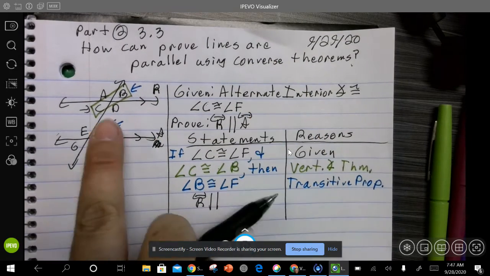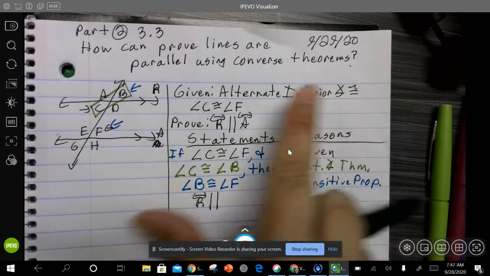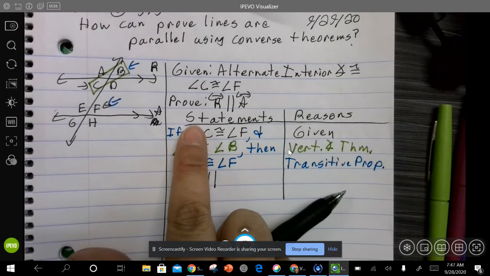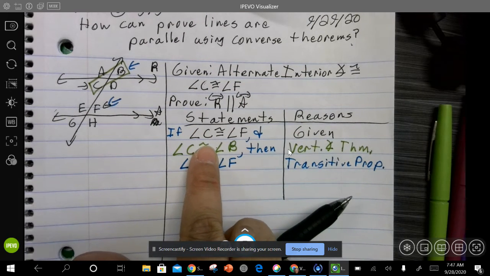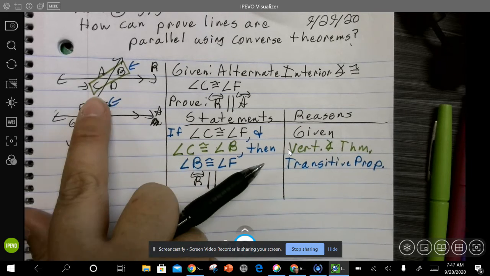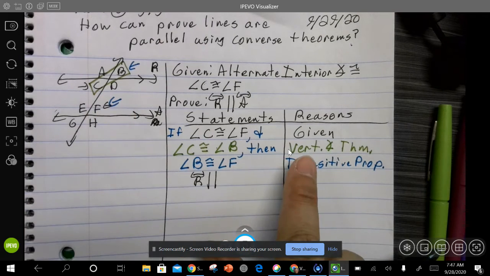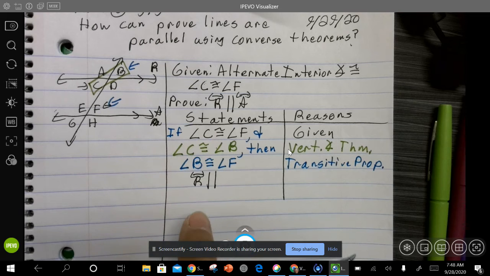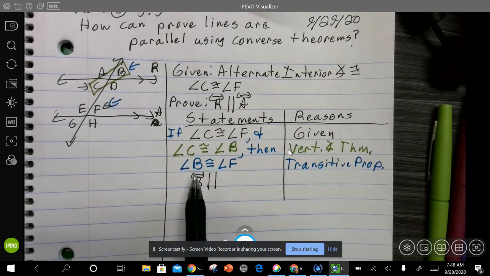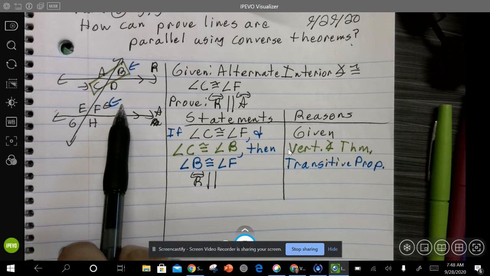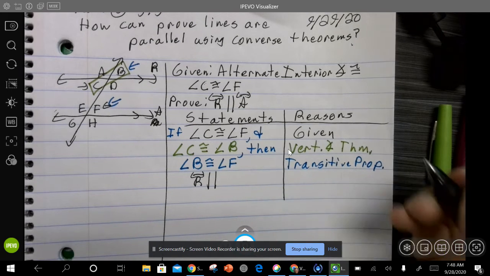We're given that the alternate interior angles are congruent. So I'm going to pick angles C and F. Okay, so we're going to do our 2-column proof. If angle C is congruent to angle F, because that's our given, then angle C is also congruent to angle B by our vertical angle congruence theorem. So if angle C is congruent to angle F and angle C is congruent to angle B, then angle B is congruent to angle F. Do you see that? So angle B and F by our transitive property.